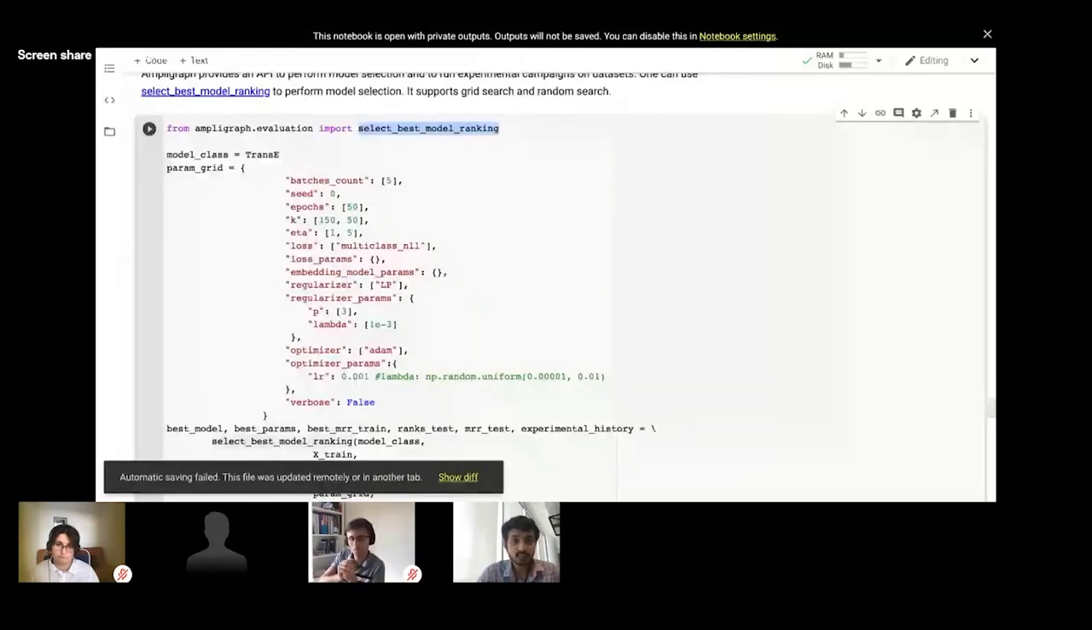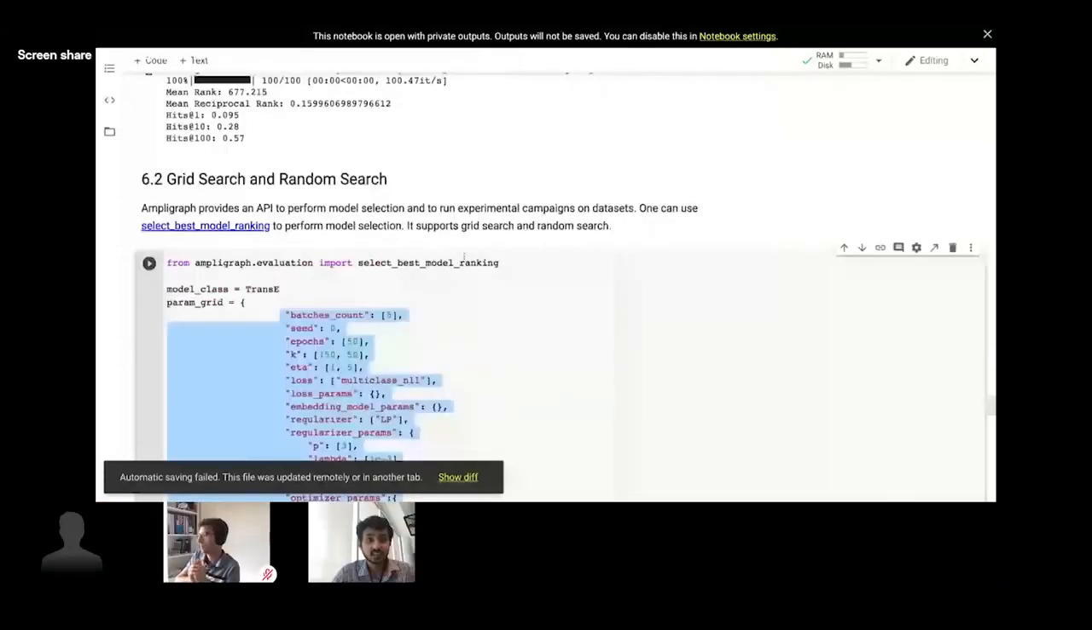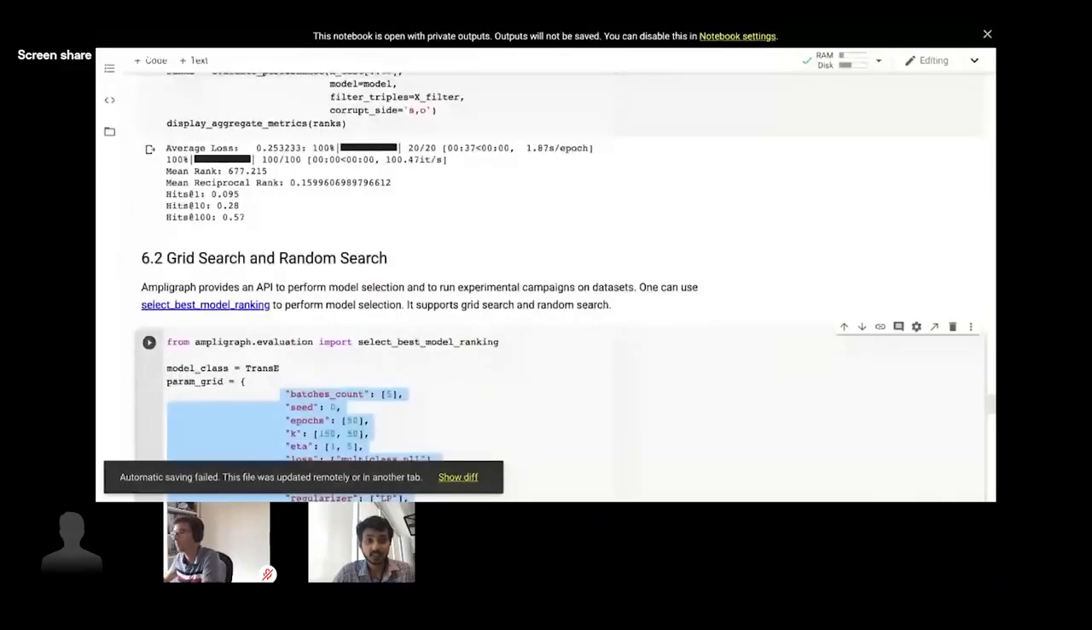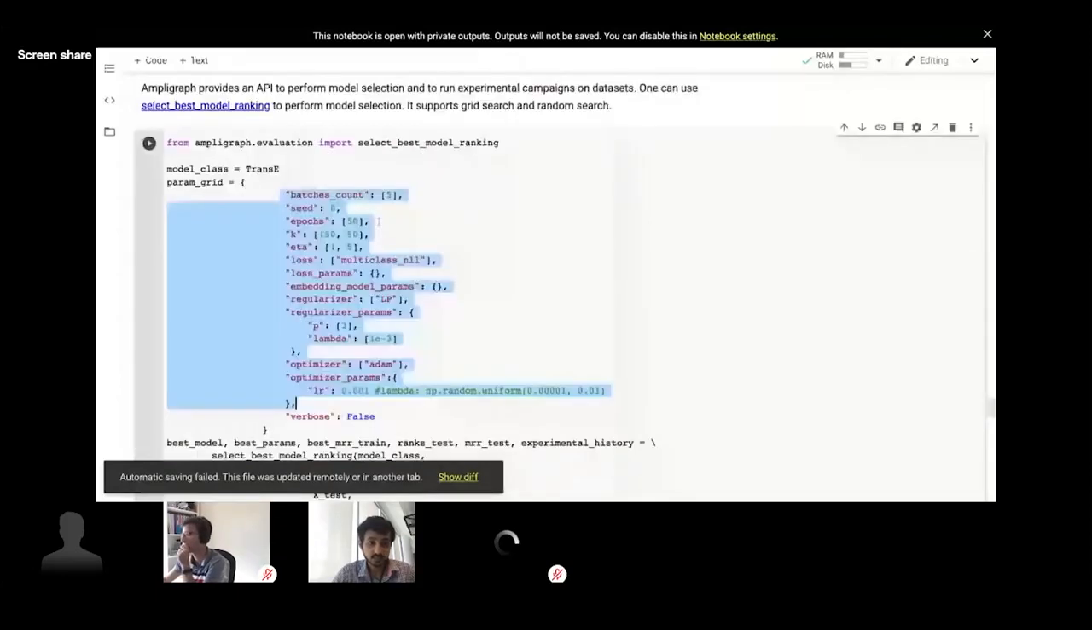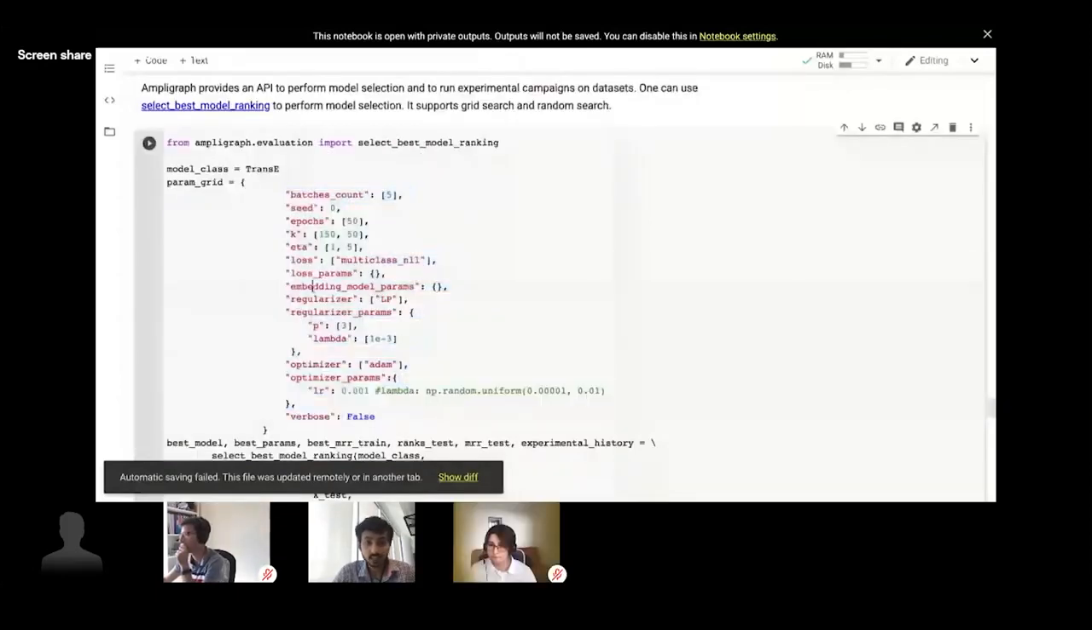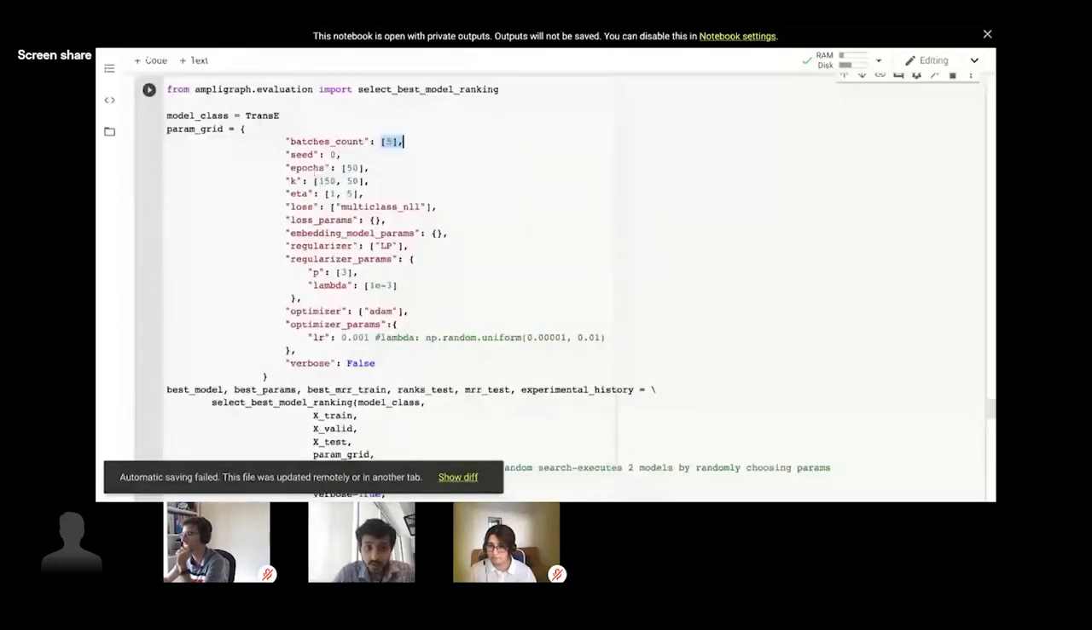Whatever parameters you saw earlier in the model, like K, epochs, initializer, and all these things, are specified as a grid here. So in this grid, I specify all the lists of values that I want to try out. In this case, I just want to try out one batch count, but multiple values of K, multiple values of eta, and so on. And this list can be extremely large.